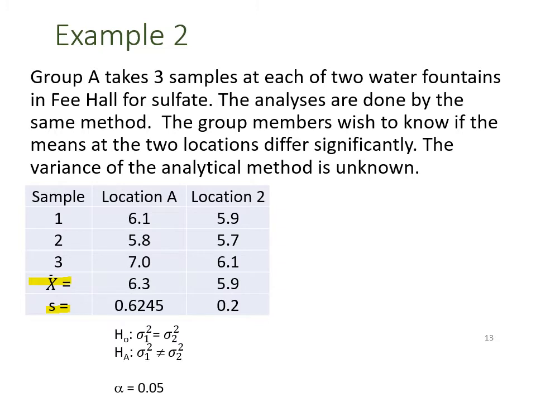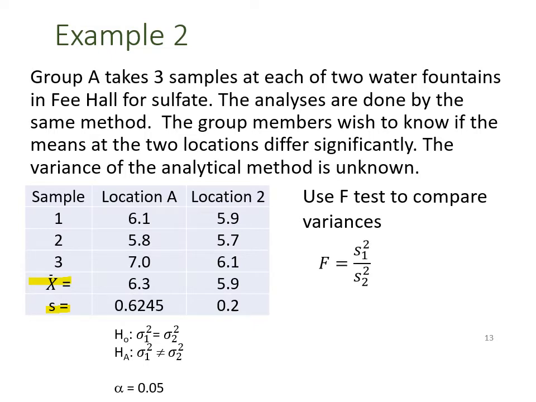The null hypothesis in this case is that the variances of the 2 sets of data are equal, and the alternative hypothesis is that they're unequal. Again, we will look at the 95% confidence interval, so we'll set alpha equal to 0.05. The first thing we need to do is use the f-test to compare the variances. The experimental f-value is equal to the ratio of the squares of the standard deviations.